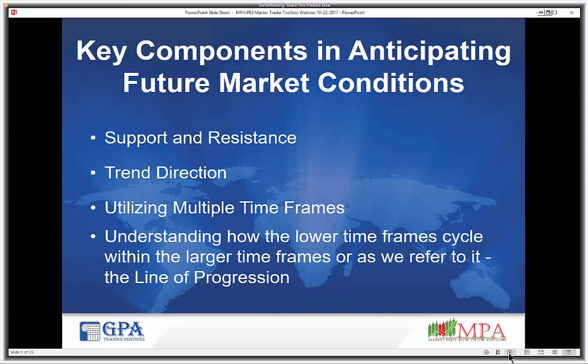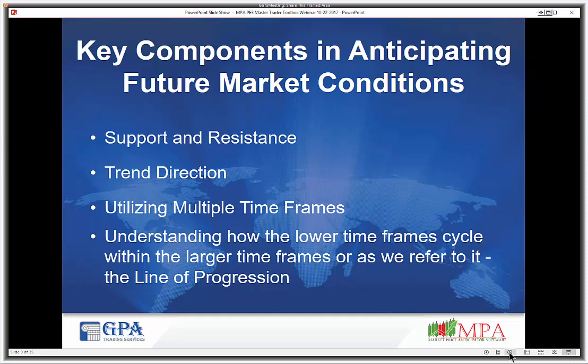And what's critical is understanding how the lower time frames cycle within the larger time frames. We like to refer to that as our line of progression. Similar to the football fans, when a quarterback like Drew Brees today, I saw the Saints play and beat the Packers. You have a receiver first in mind, and then he goes through his line of progression. Well, that receiver's covered. He goes to the next one, the next one, the next one. And he's one of the best in the NFL at going through his line of progression.